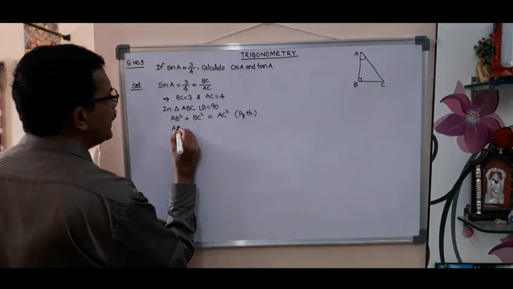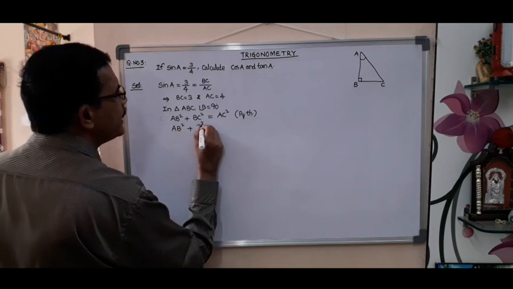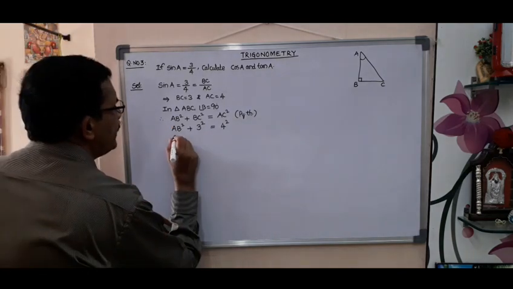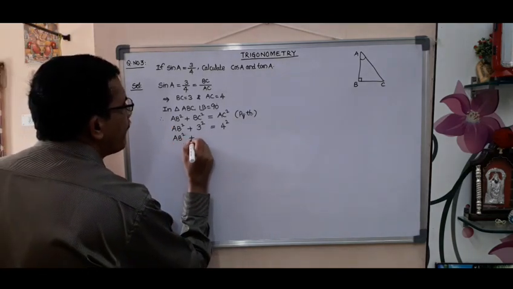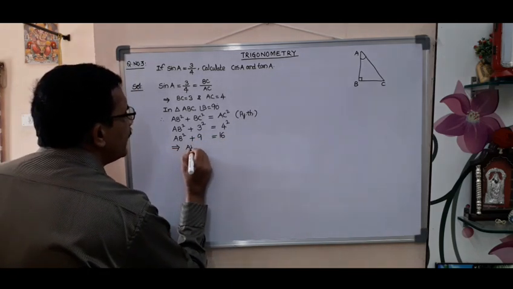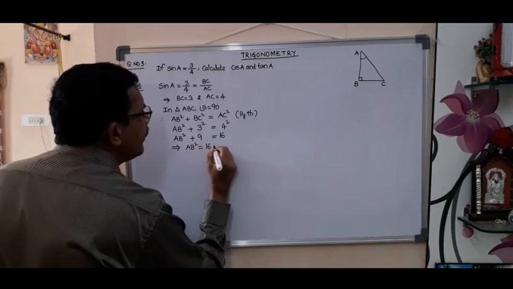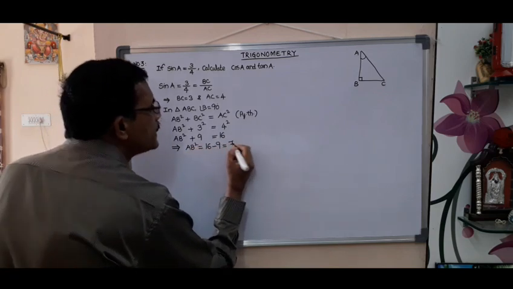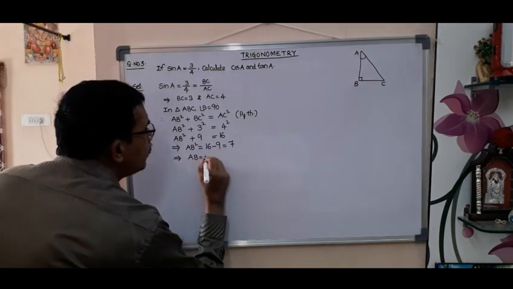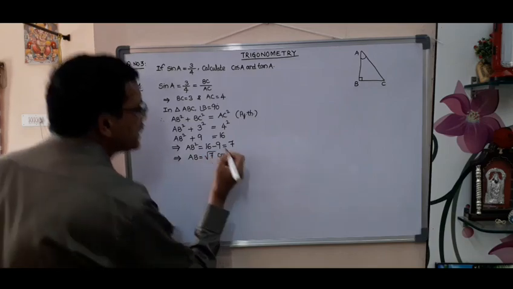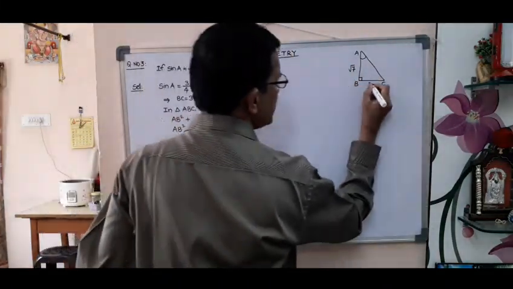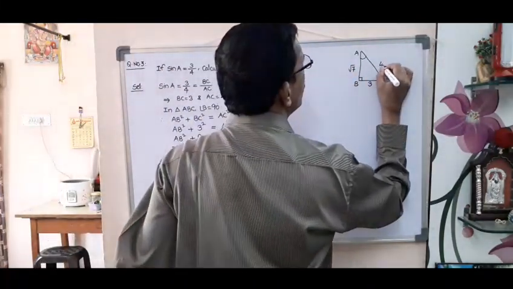So AB square plus BC length is 3 centimeters, AC length is 4 centimeters. AB square plus 9 is equal to 16, implies AB square is equal to 16 minus 9, which is equal to 7, implies AB is equal to root 7 centimeters. So AB length is root 7. BC is 3. AC is 4.